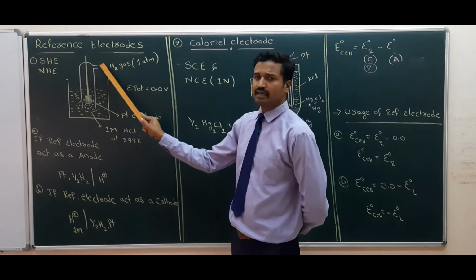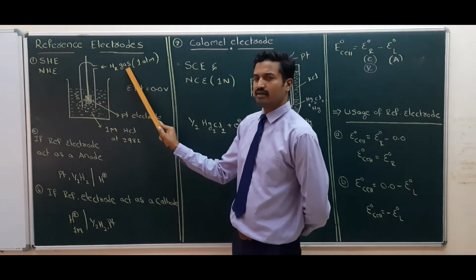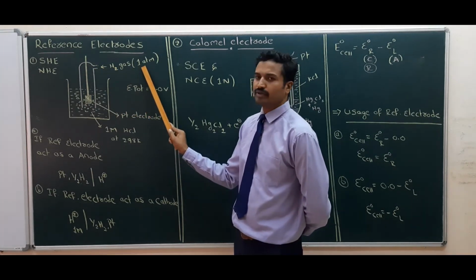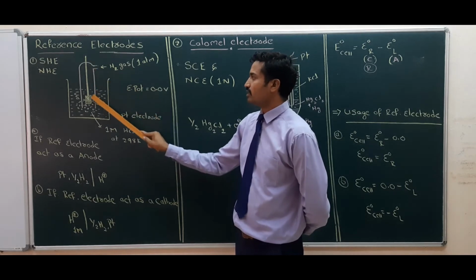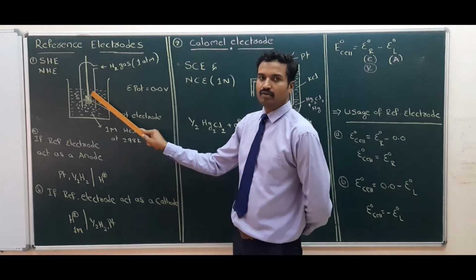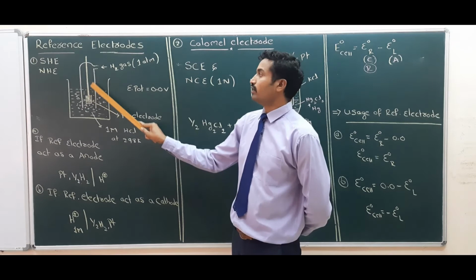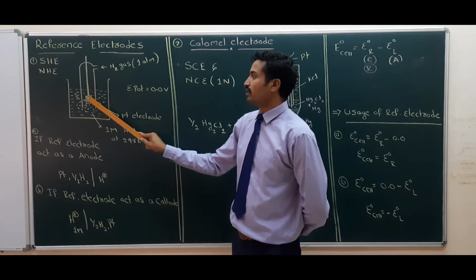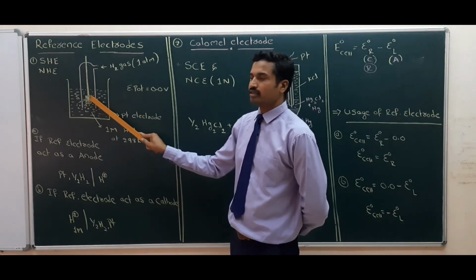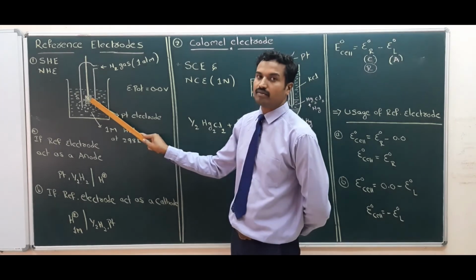Now this is one glass tube. One inlet is there to pass the hydrogen gas. We are passing the hydrogen gas at 1 atmosphere pressure. Inside the glass tube, one platinum rod is there. Platinum is the inert electrode. At this end, the platinum plate is coated with platinum black.